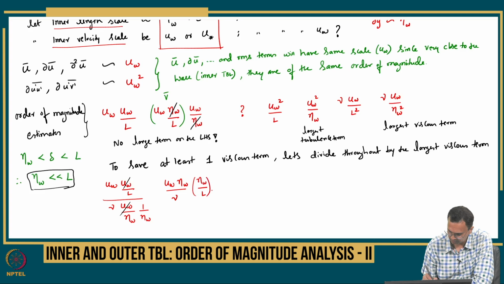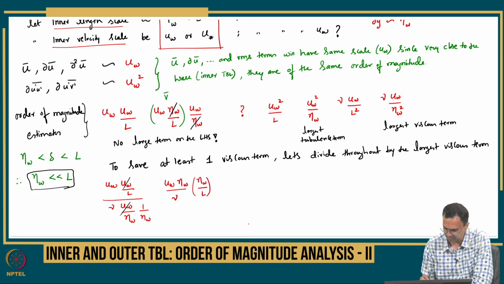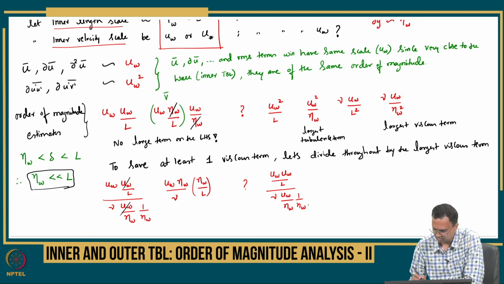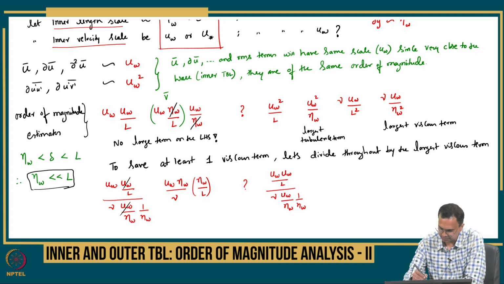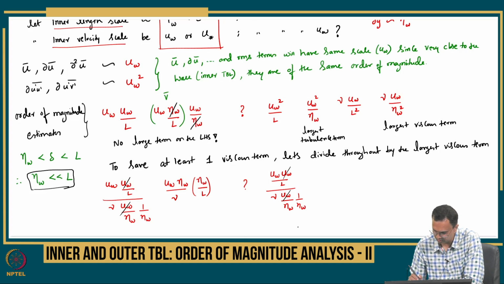Okay, both are the same here, these two terms are the same, the left hand side, right? So both will be the same. So this is UW by L over nu, UW by eta W, 1 by eta W. So if I do this, I get one of the UW's go away and the rest of the terms survive here.